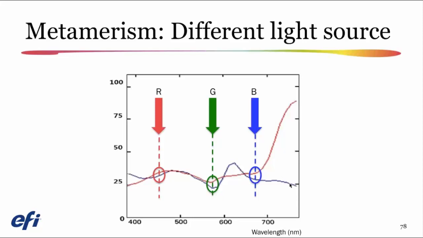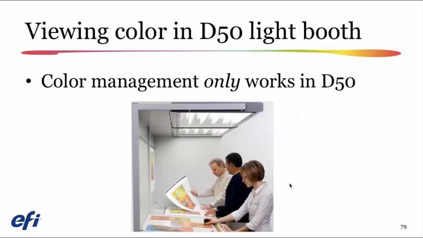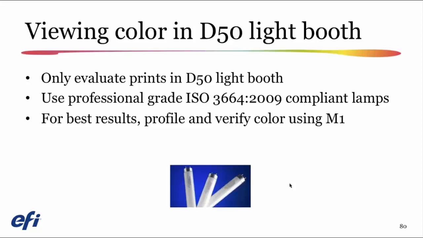Okay? The simple lesson is that color management only works in D50 lighting. That's how we make all our profiles, is to use them in D50. If we're doing special applications, we want the colors to match in fluorescent light or incandescent or tungsten or some other special lighting condition, we can use settings in a tool like Color Profiler Suite to make profiles that work in different lighting conditions, but by definition, standard profiles are going to only work in D50 light.